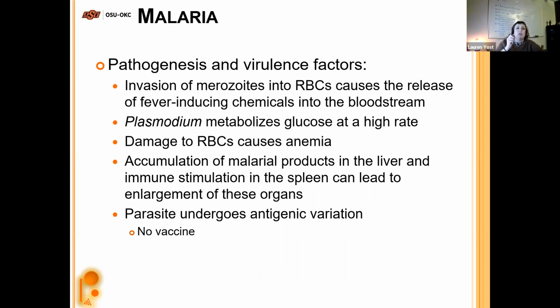Pathogenesis and virulence factors associated with malaria. We have invasion of merozoites into red blood cells. So the merozoites are that stage of the parasite that infects the red blood cells.